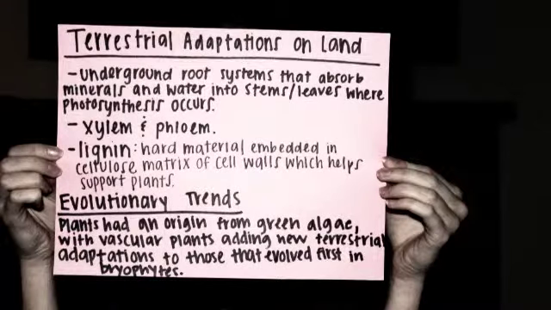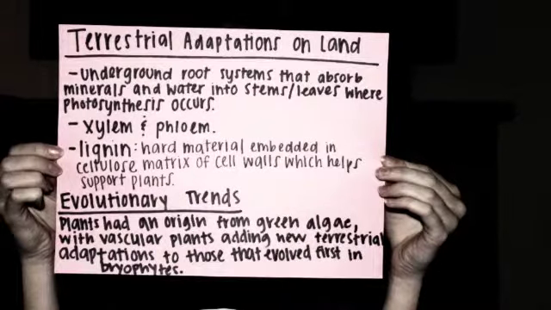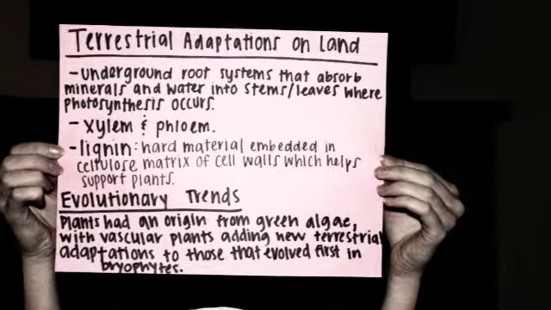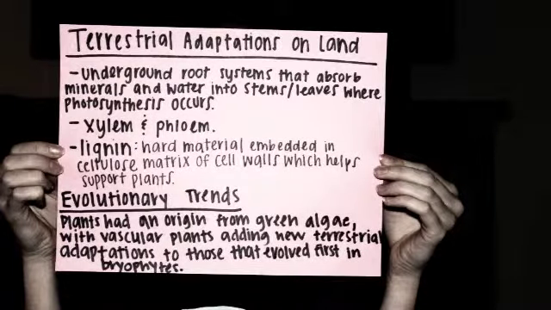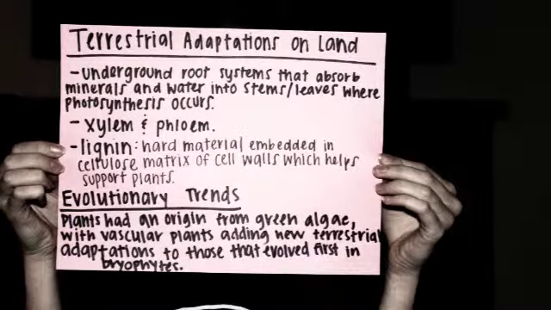Terrestrial adaptations that we found in seedless vascular plants are that they have an underground root system that absorbs minerals and water into the stems and leaves, and this is different from plants that are in water because the roots of plants in water are free floating. Xylem and phloem are also adaptations to land for seedless vascular plants. Lignin is the last adaptation that we found, and this is a hard material embedded in the cellulose, which helps the plant be supported and keep from wilting.